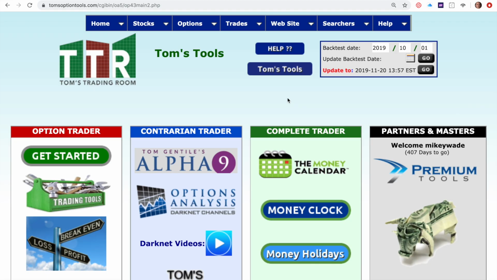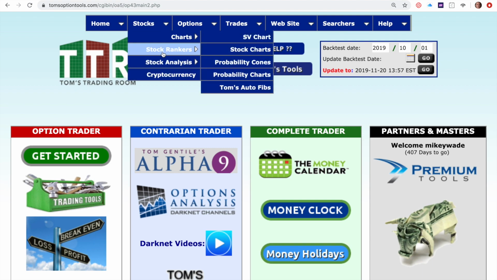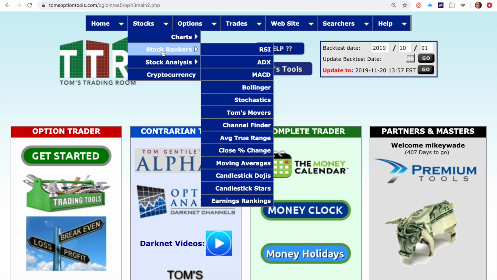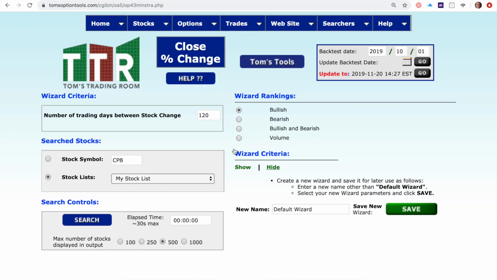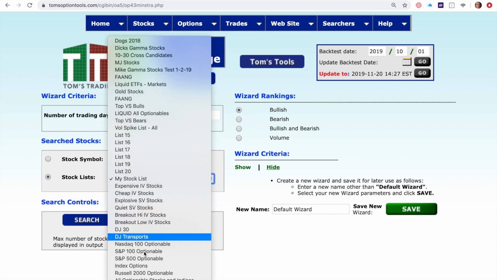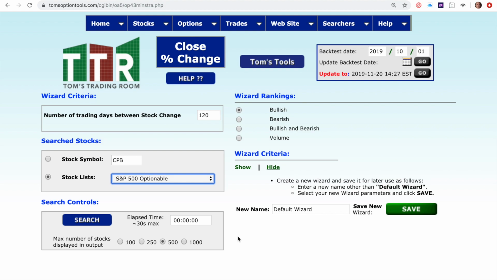Let's hop into the software. First off, notice that I'm back tested to October the 1st of 2019. I want to show you a real world example using the scanners. So in step one, I want to find stocks that are in a bullish posture. You can do that a number of different ways, but I want to do it using close percent change. I like to find stocks that are moving up the most over the last 120 days. And I want to look for bulls, of course, and I'm going to look against the S&P 500. Those stocks are institutionally sponsored, so if they are moving up the most, then it's likely that institutions are behind that stock and the momentum is more likely to continue.